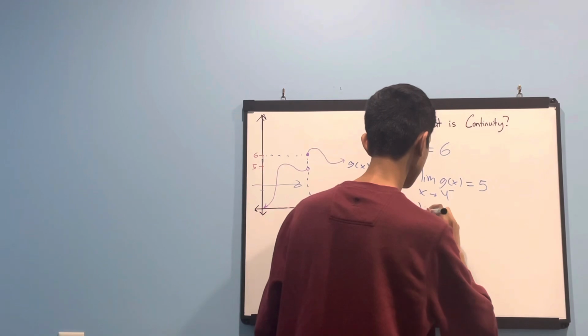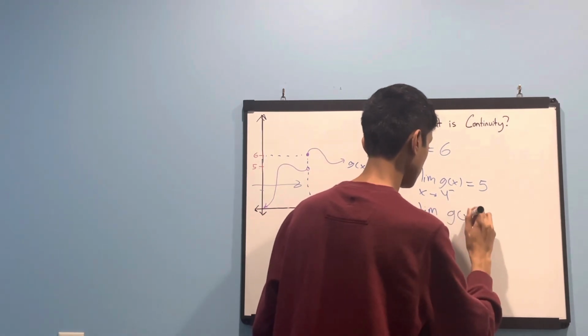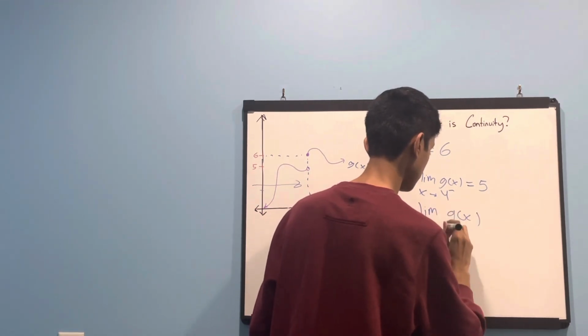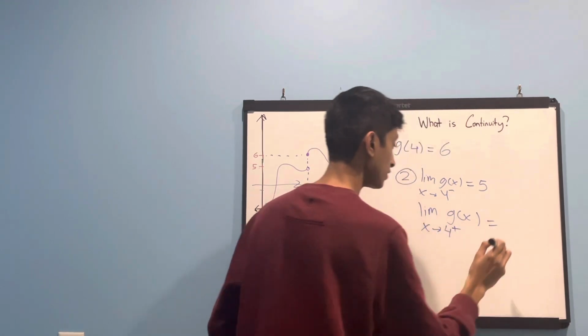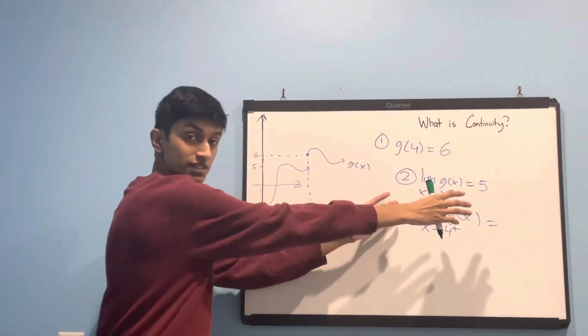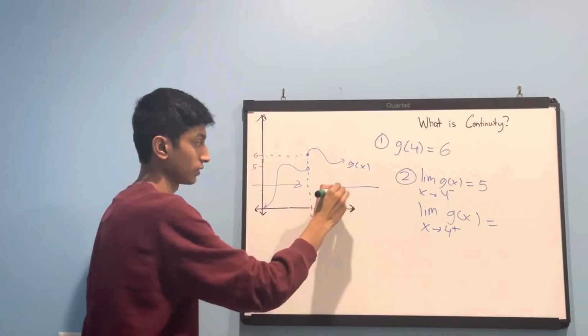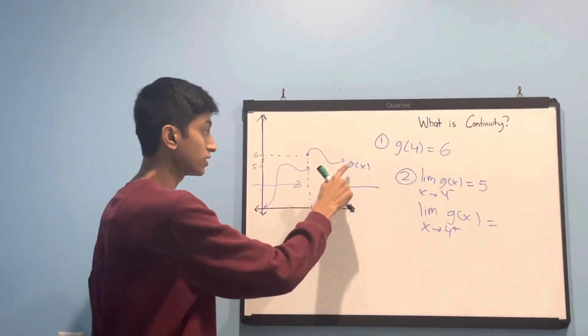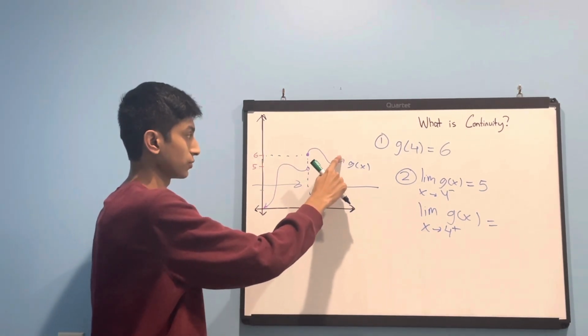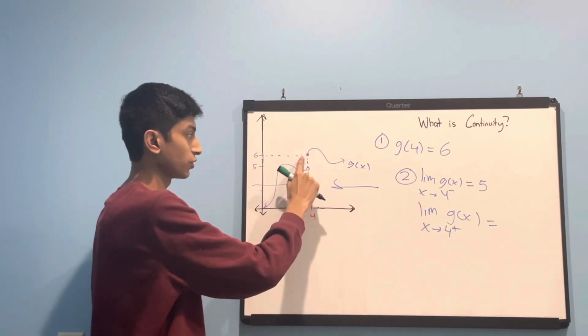And we can also do the same for the positive side. For the positive side, that's from this side coming this way. So going this way, we can follow this function up here to see where that goes. And we follow it, and we see it goes to 6.